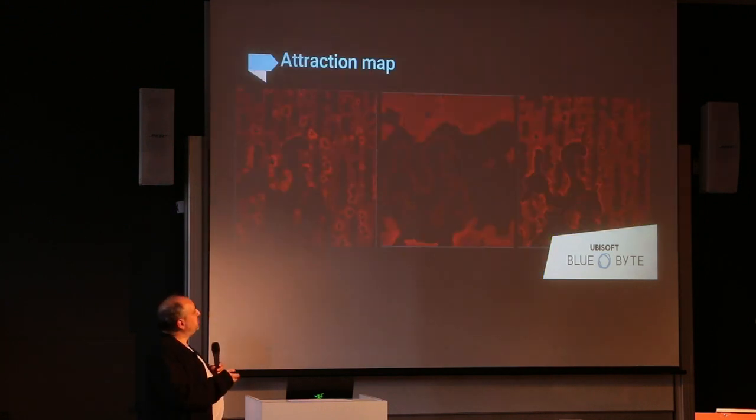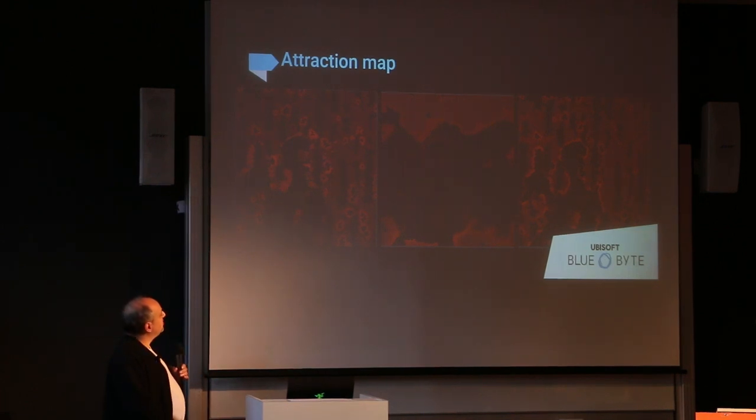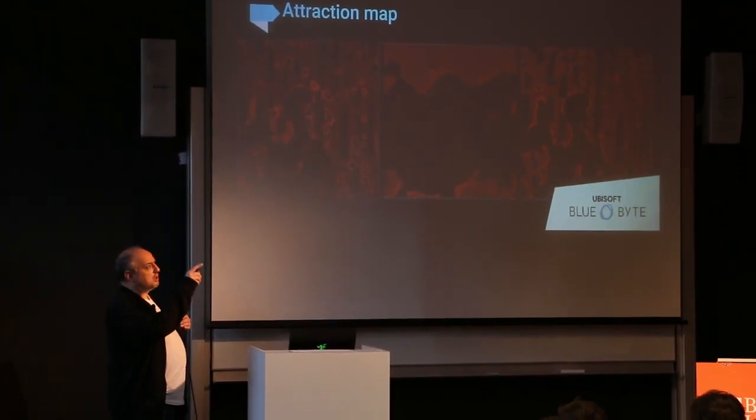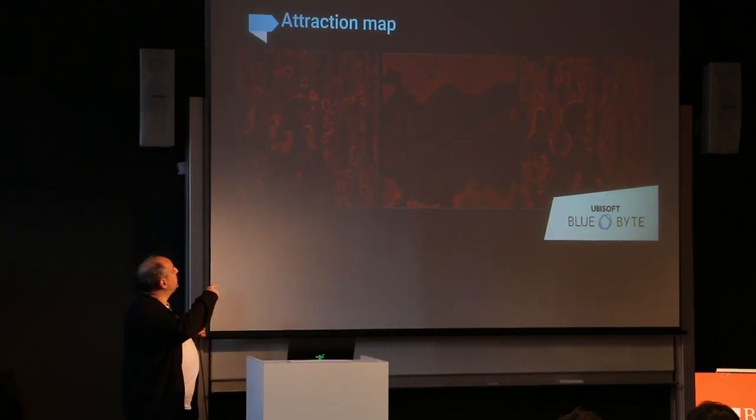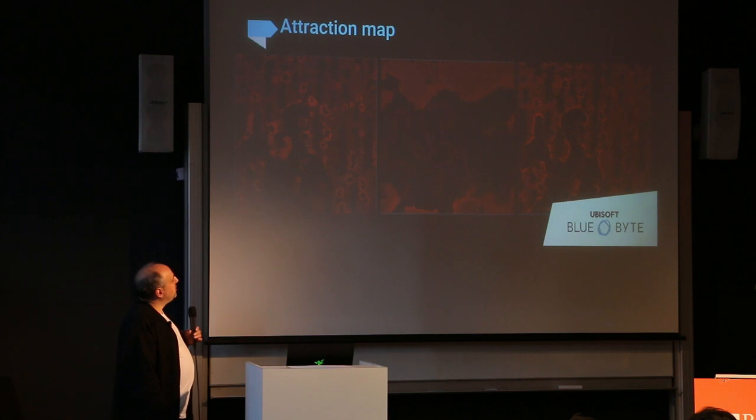So you see that by just using the different needs for these factions, and I hope you can see them because they're really hard to see in that light, these are the different attraction maps for each faction, and they are going to be spread out in the world based on these needs.